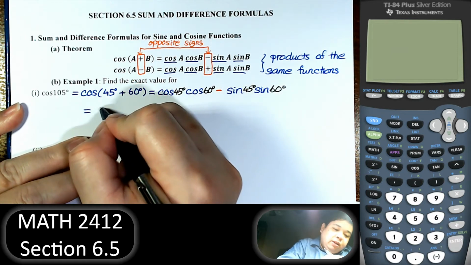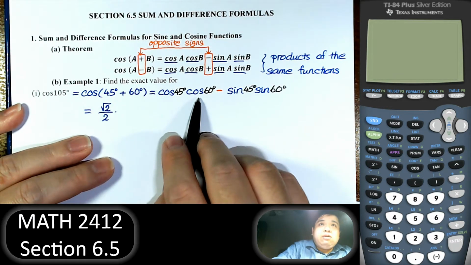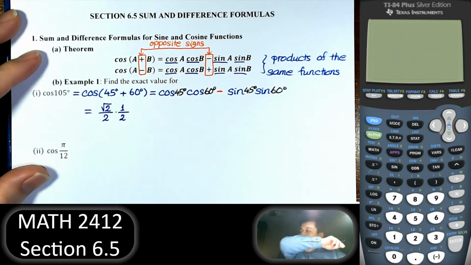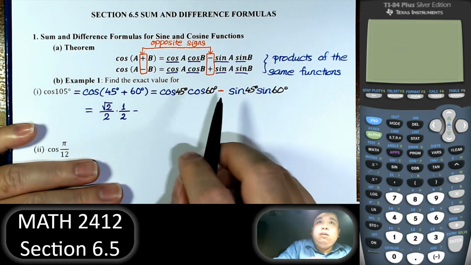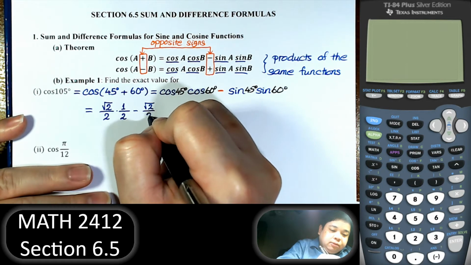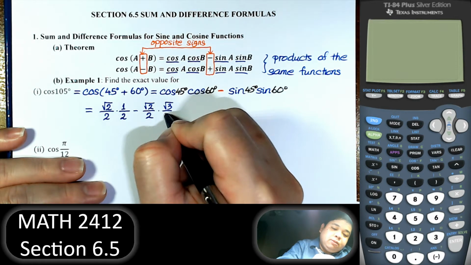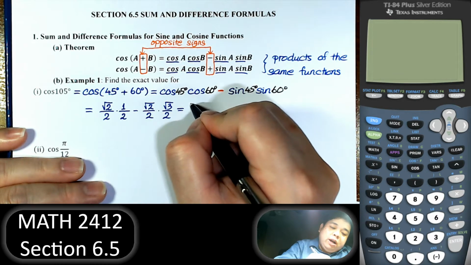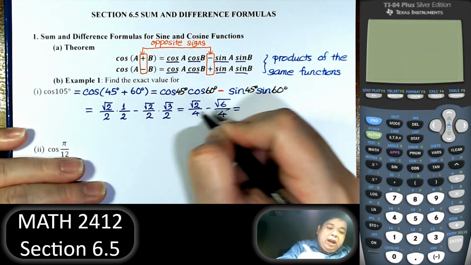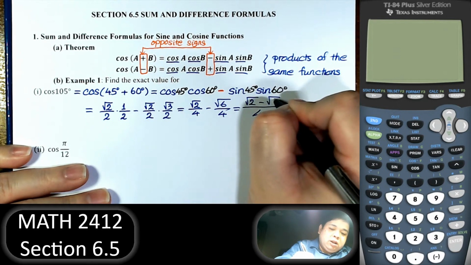Now we just find the values. Cosine 45 degrees is square root of 2 over 2. Cosine 60 degrees, 1 half. Minus sine 45 degrees, square root of 2 over 2, and sine of 60 degrees, square root of 3 over 2. Multiplying, we have square root of 2 over 4 minus square root of 6 over 4, and the common denominator is 4, so we have square root of 2 minus square root of 6.